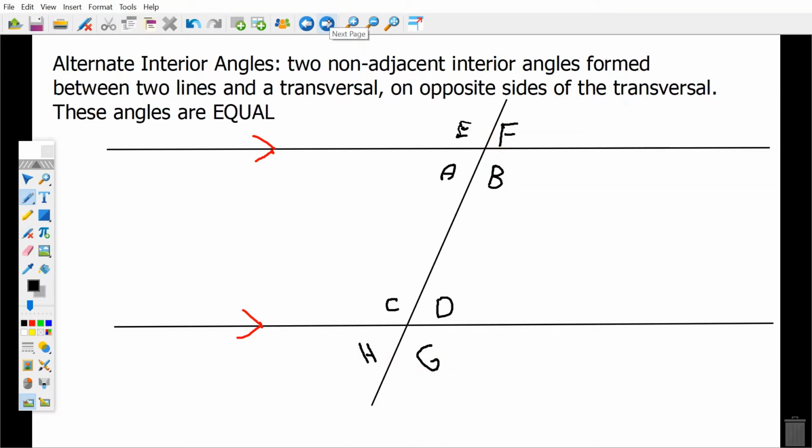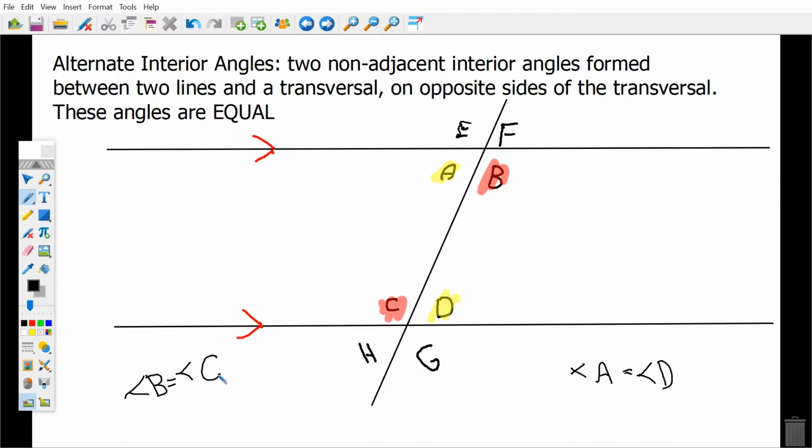The third and final one is alternate interior angles. These are two non-adjacent interior angles formed between two lines and the transversal on opposite sides of the transversal. These angles are also equal. In this case, we're looking at the inside angles now, not the exterior, but the interior. Again, on the opposite side of the transversal, so angle A equals angle D, and angle B equals angle C, as they are alternate interior angles.